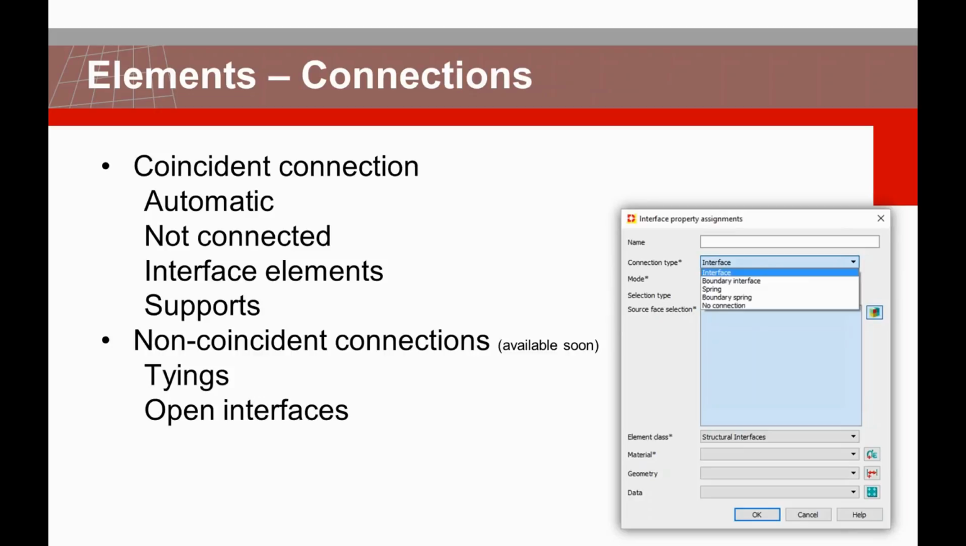Furthermore, for connections, we have defined and extended our creation of the connections between 2 parts, 2 bodies. This could be automatic, could be 2 split parts, could be connection with interface elements, and could be supported part. And also we have incorporated the tying features that you can use. This tying point to line, point to surface, line to line, surface to surface. And also there will be some extra features that will be available soon based on the open interface.